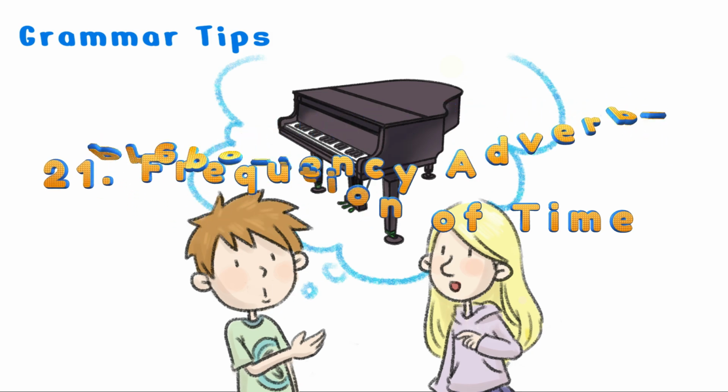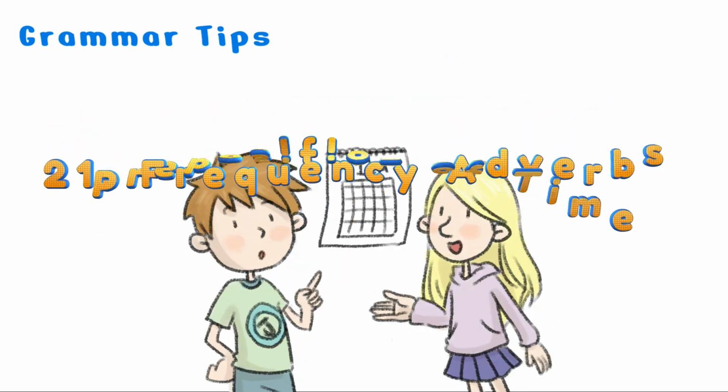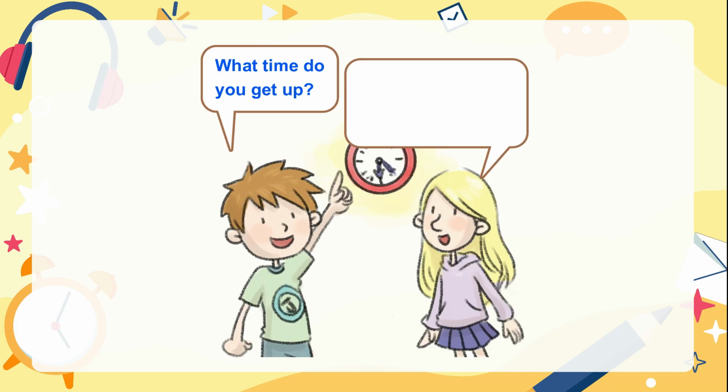Frequency adverbs. Prepositions of time. What time do you get up? I always get up at 6:30. I usually take a walk after 6:30.